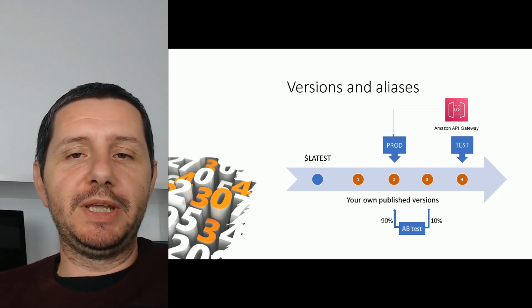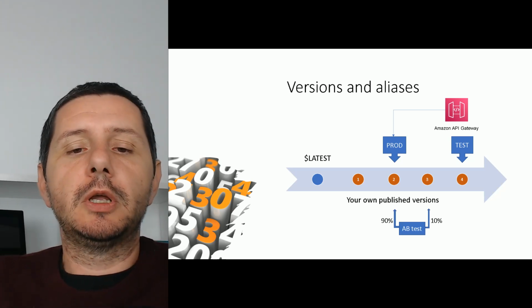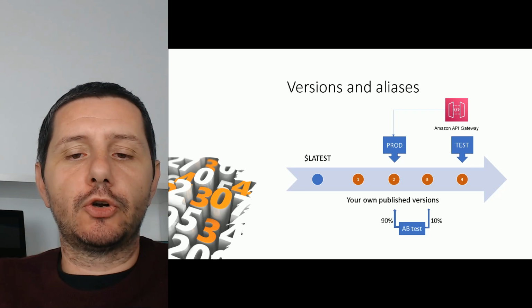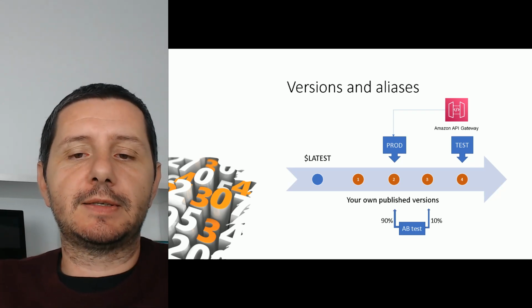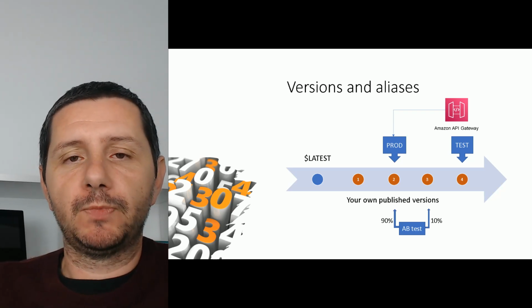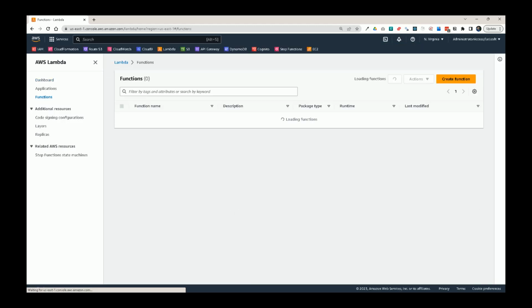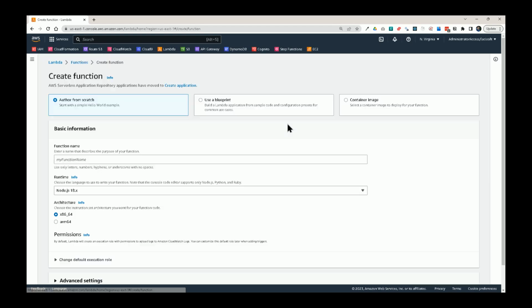Now I'm going to build all this in the AWS console. I'm going to create a Lambda function, publish some versions, create aliases, and show you how to reference them from API gateway. So let's get started. Here I am in the AWS management console. I'm going to go to Lambda. And here I'm going to create a function.